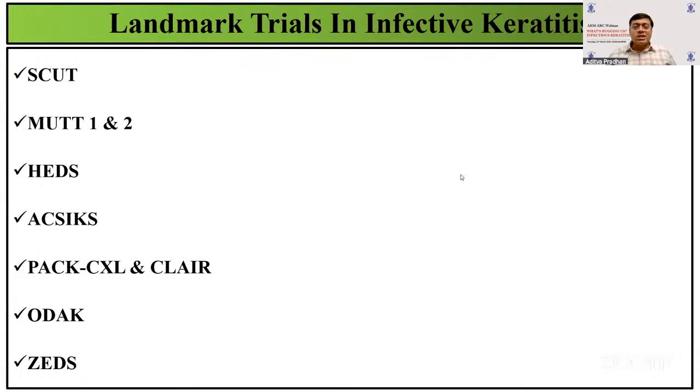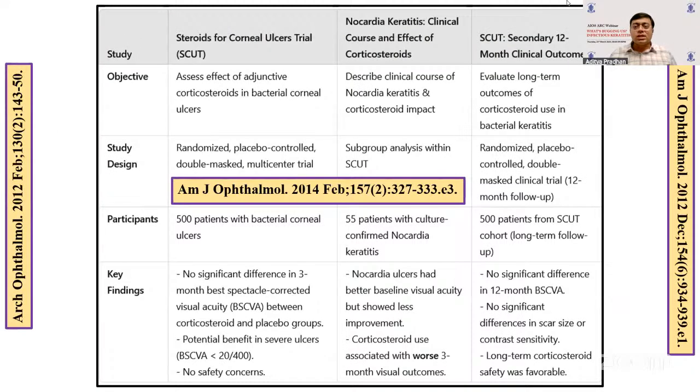The landmark studies which I will be talking about involve a lot of short forms here. The MUTT trials and the HADS have been discussed before today by Dr. Pranita and Dr. Sonali, so I'll skip those. So we have the SCUT, the ASICS, the PACK-CXL and CLAIR, the ODAC and the ZADS. I'll come to the short forms and the long forms very quickly. The first is the Steroids for Corneal Ulcers Trial.